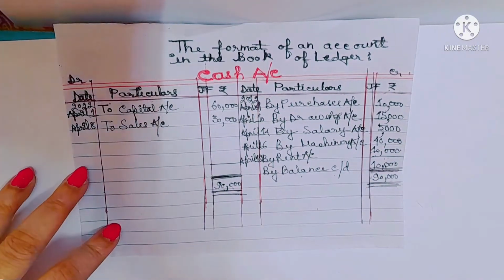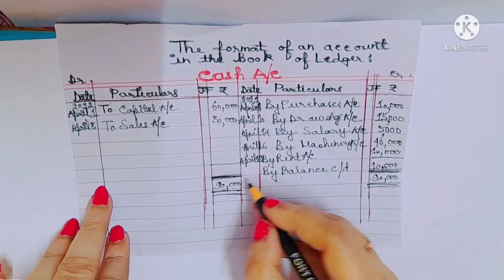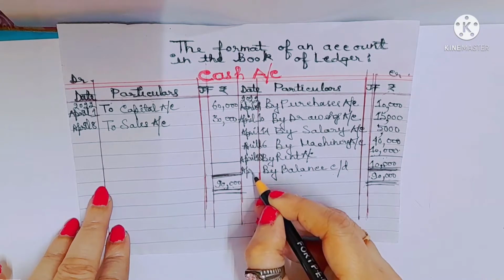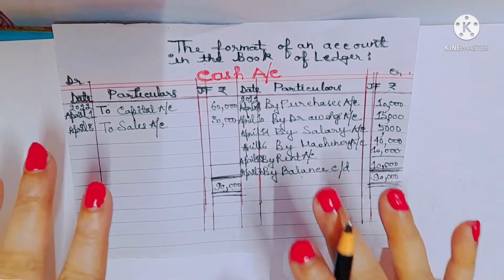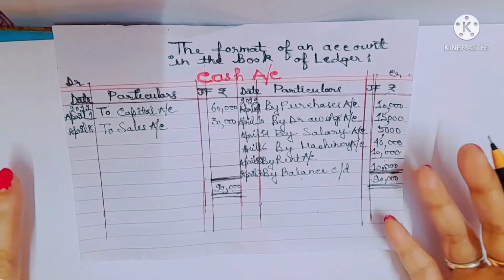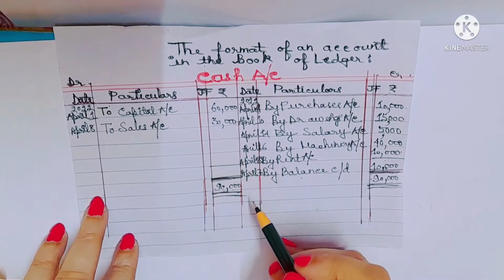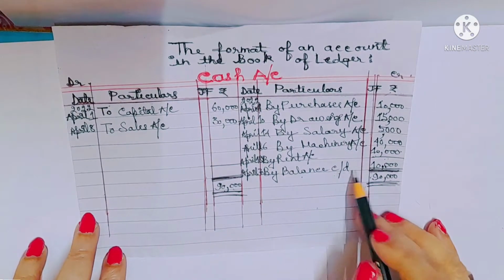So what will be the date? This will be the last day in the month of April. So 30th April. This will always be the last day in the month of April or in the month of January. Here April has been given. And this CD means what? By balance CD মানে carried down.